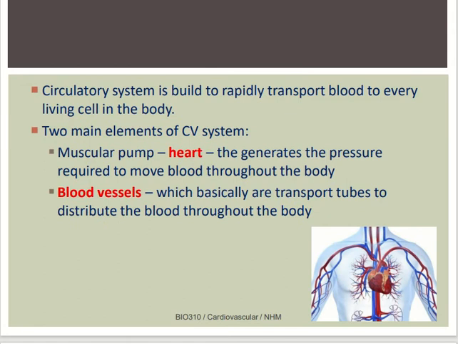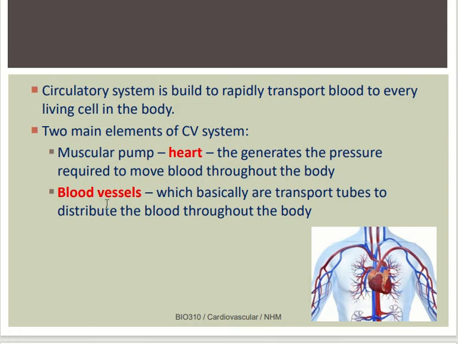The cardiovascular system, also known as the circulatory system or vascular system, is built to rapidly transport blood to every living organ or living cell in the body. There are two main elements that are important in the circulatory system. The first one is the muscular pump, which refers to the heart, whose function is to generate the pressure to move the blood throughout the body by pumping.